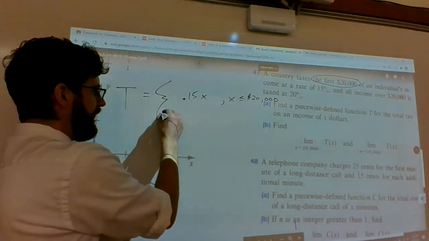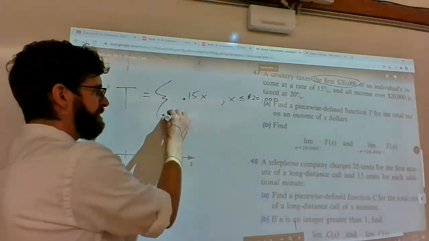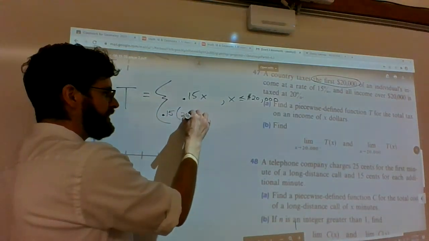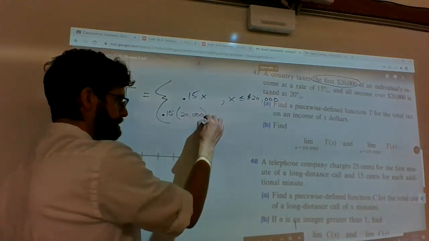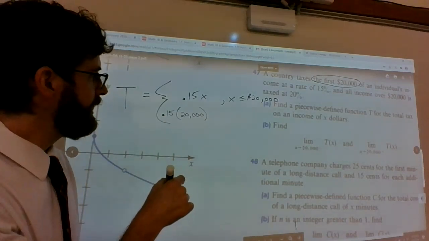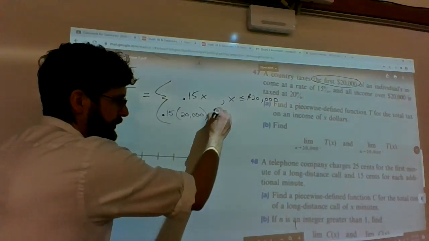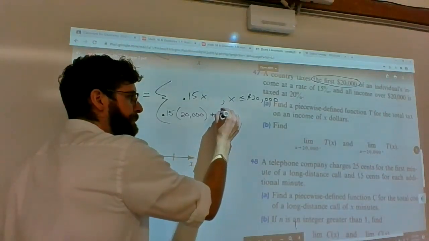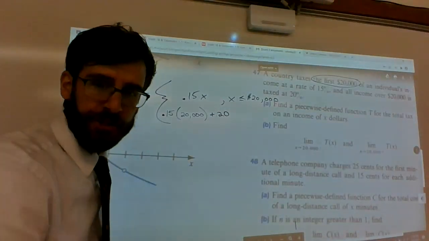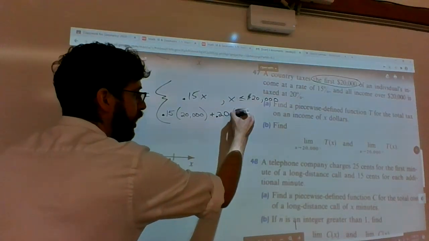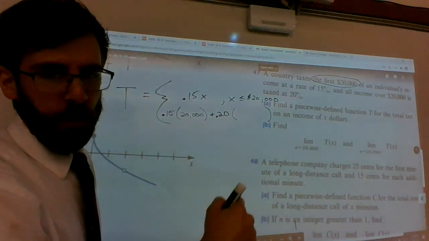So I'm going to get taxed 15% of $20,000. You know that much for sure if you make over that much. And then we're adding on to it 20%, 0.20, of all the money above 20,000.